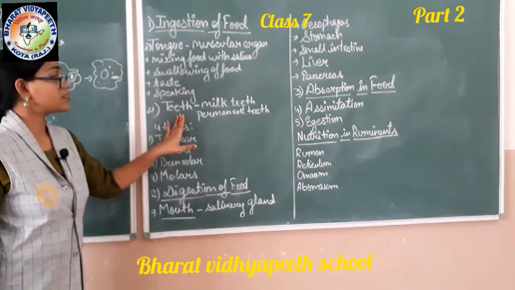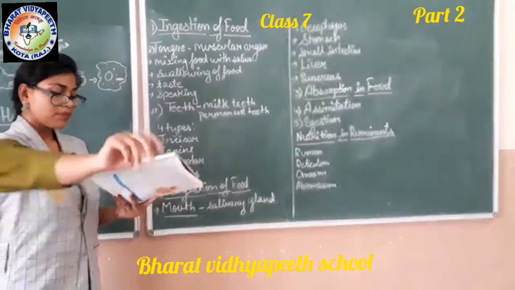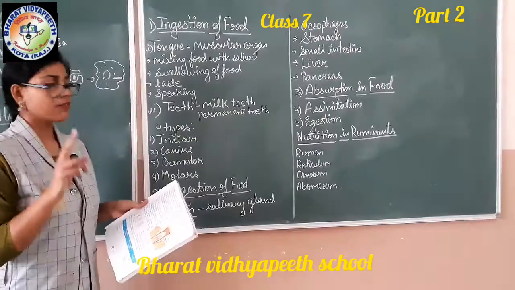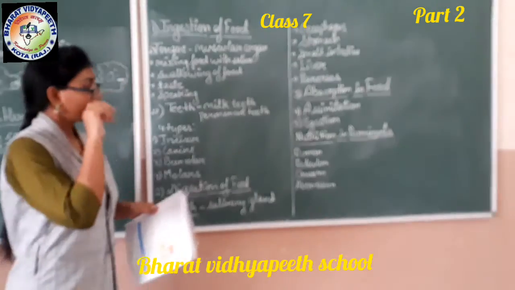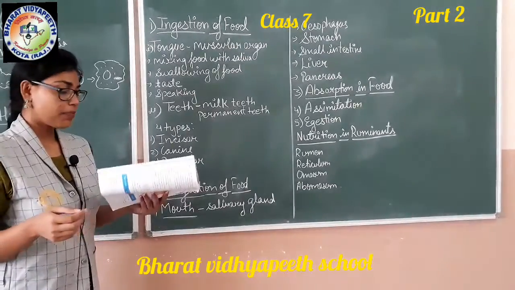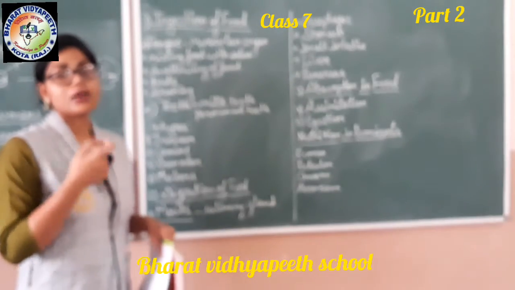Next, our mouth consists of teeth. Teeth are mainly of two forms. Teeth come twice in the whole lifespan of a human. First is milk teeth. Milk teeth occur when the first set of 20 teeth appear by the age of 2 years. After the age of 2 years, our teeth start coming inside our mouth.